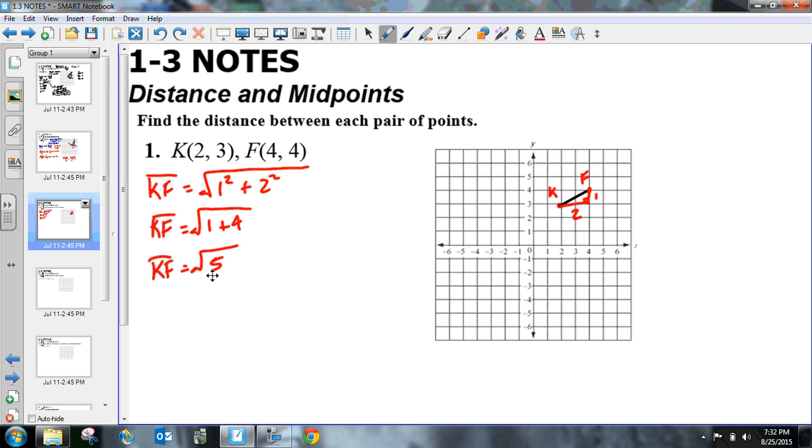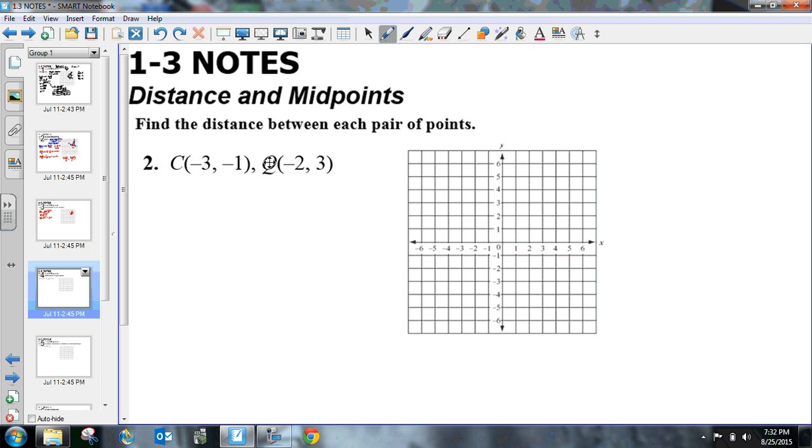And guys, I am unable to simplify this. So this is a number, square root of 5. If you put it in your calculator, it's about 2.24, and that's about the length. Does that seem reasonable? If this is 2, the hypotenuse of this triangle is going to be a little bit longer, and 2.24 is a little bit longer. It makes sense. Pythagoras was onto something.